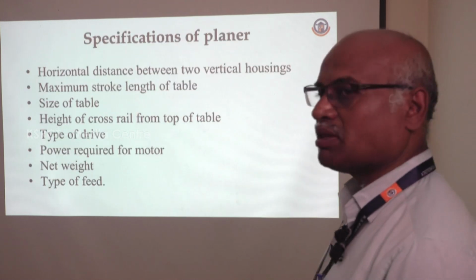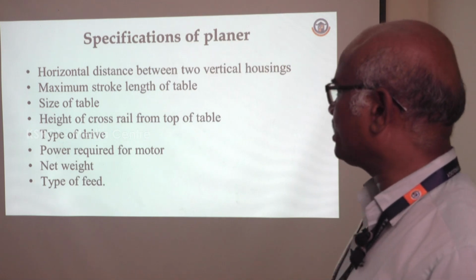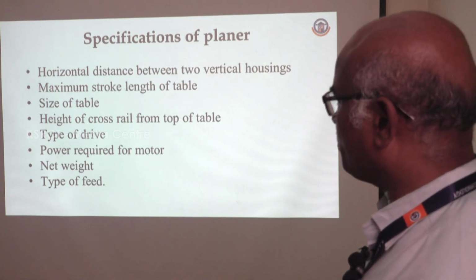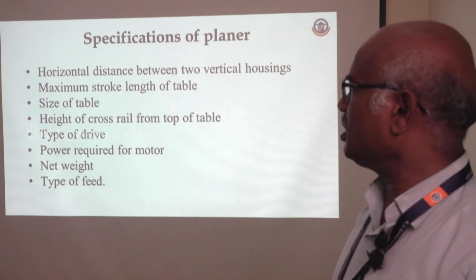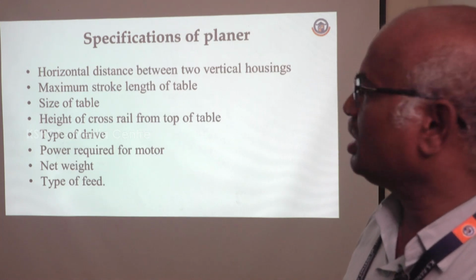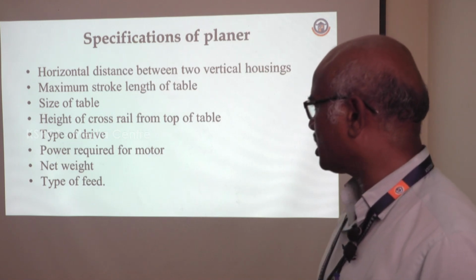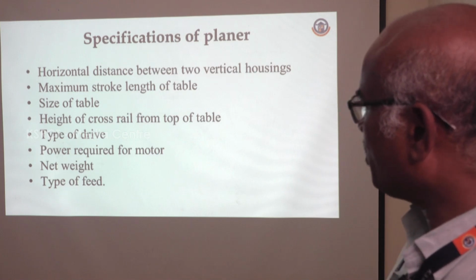Then the specification of the planing machine includes the horizontal distance between the two vertical housings, maximum stroke length of the table, size of the table, height of the cross rail from the top of the table, type of drive, power required for the motor, net weight, and type of feed.